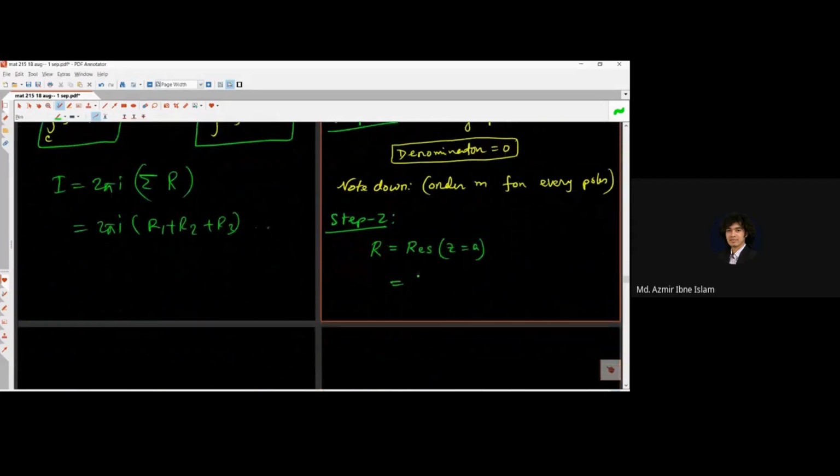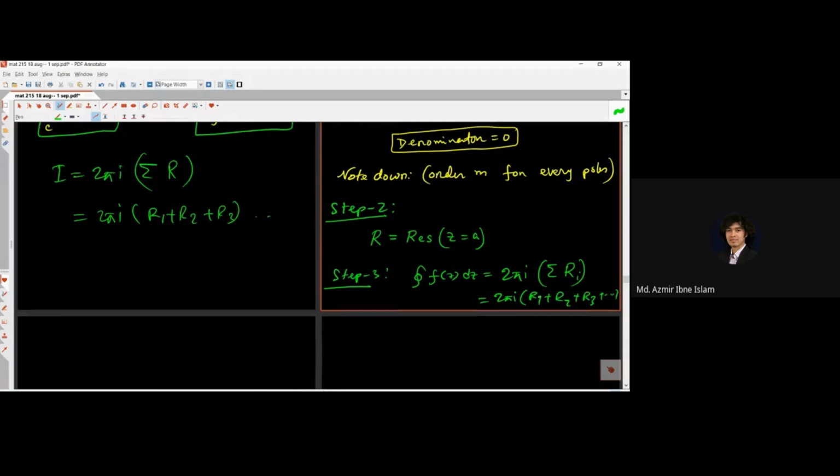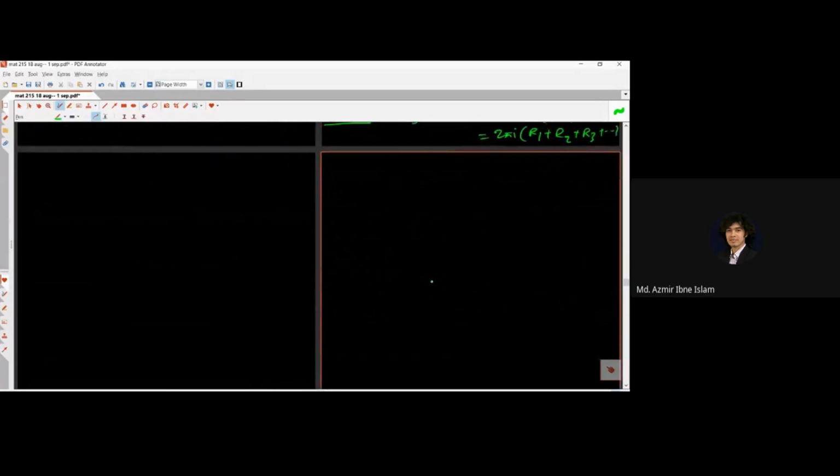So once we have the residues for all poles that are inside and on the circular path, then let's move to step 3. Integral f of z dz will be 2 pi i sum of all residues R_i, that means 2 pi i (R1 + R2 + R3 + ...). So these 3 steps will be followed here.